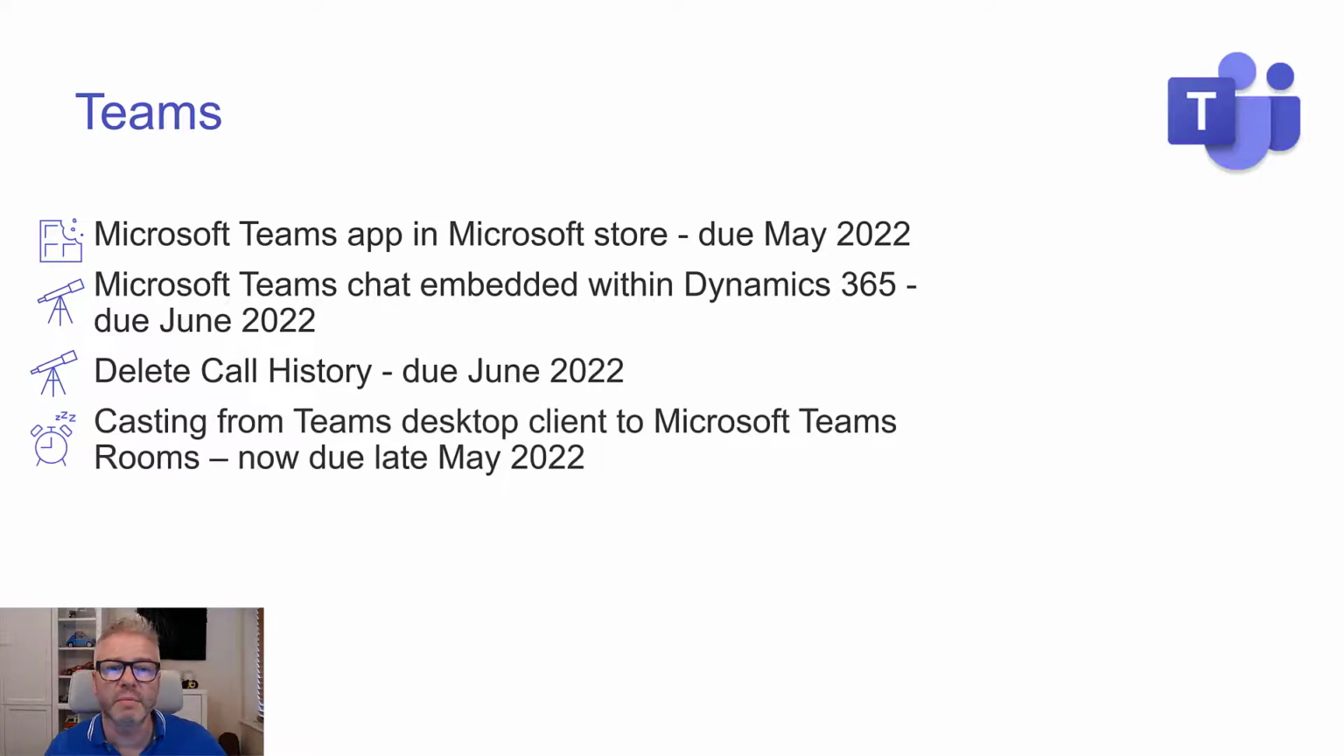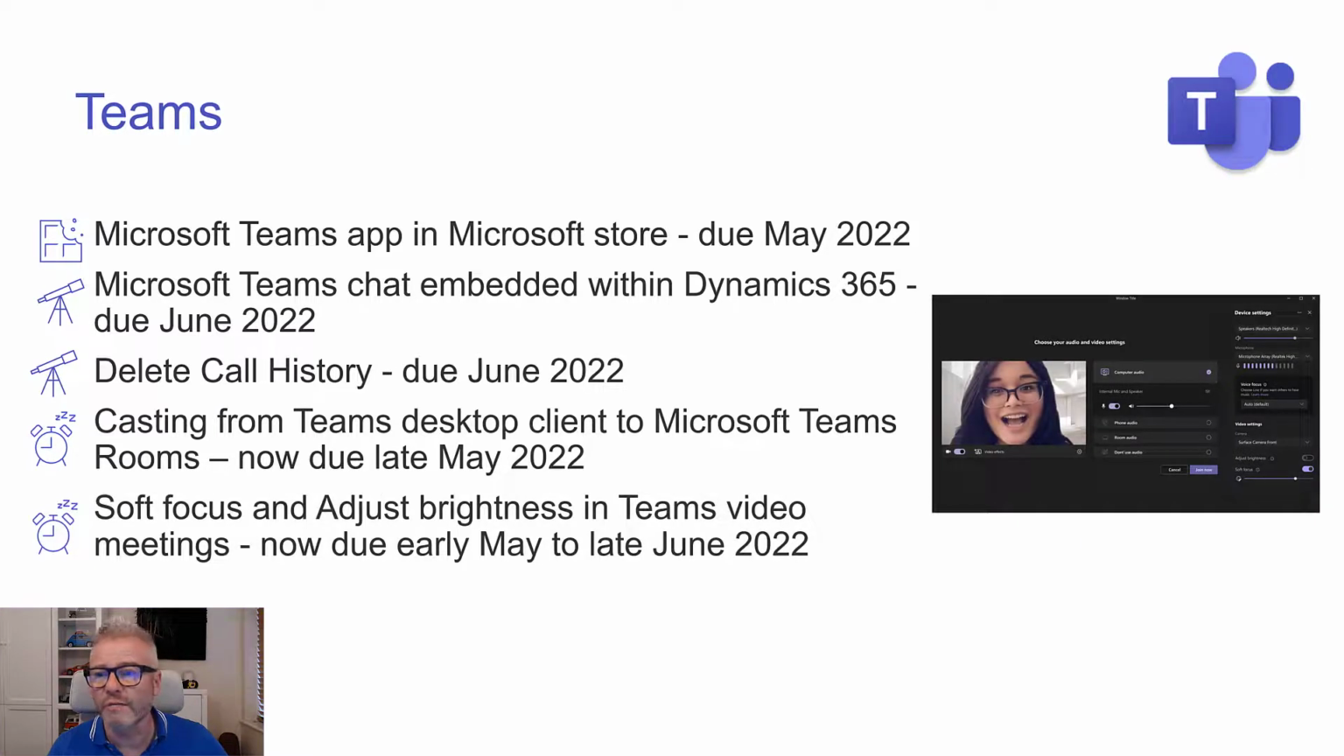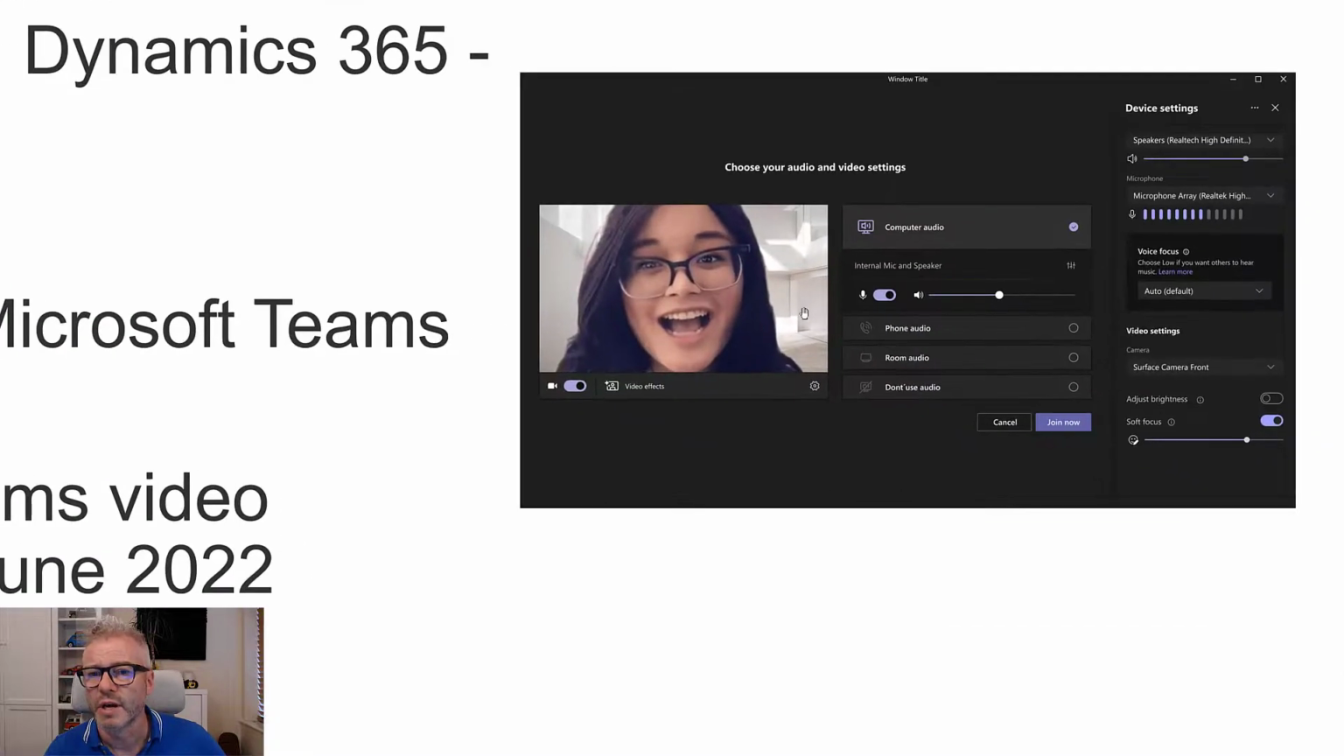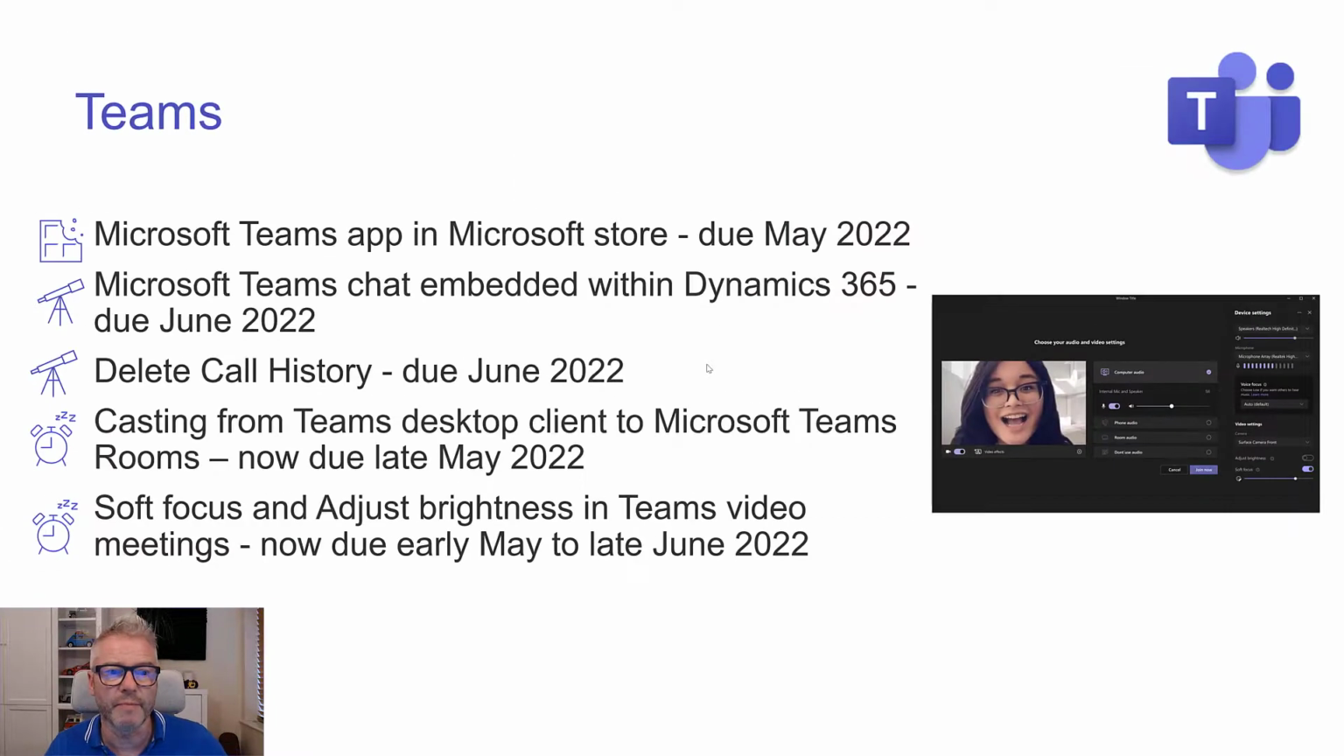Casting from your Teams desktop clients onto a Teams room machine. Pushed back a little bit, but it's now due by the end of the month. And soft focus, you've got the ability, let me zoom in on this for you. This is the ability to basically, well, I don't know how else to phrase this, folks. I assume it's just to ease out a few wrinkles, maybe. I don't know what else you use it for, or a nice way of saying it. So you can turn it on and off, but also you can adjust the brightness as well. Pushed back a little bit, folks, but it's due anytime now to late June.